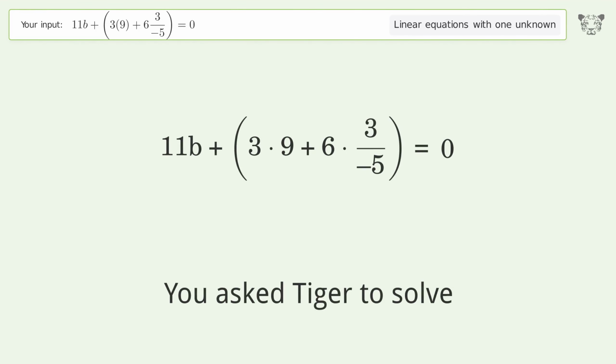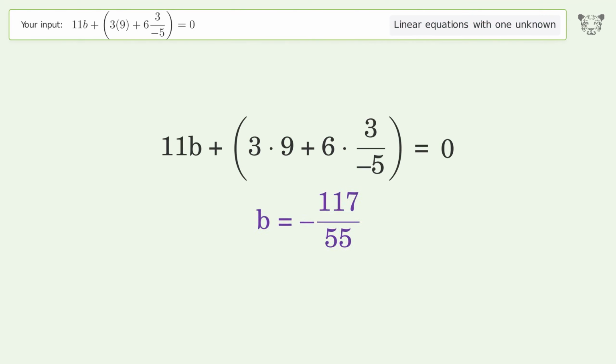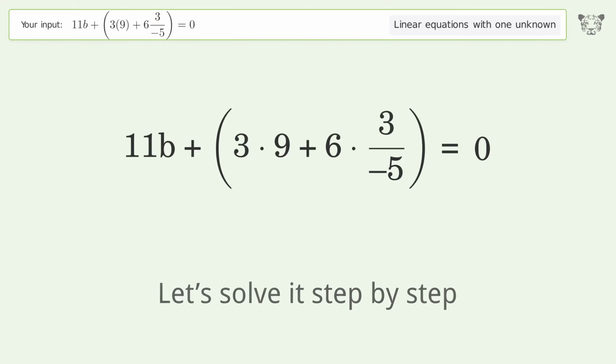You ask Tiger to solve. This deals with linear equations with one unknown. The final result is b equals negative 117 over 55. Let's solve it step by step.